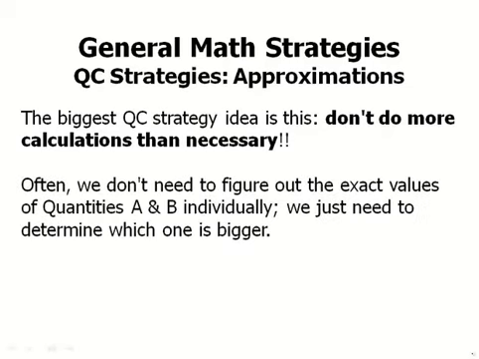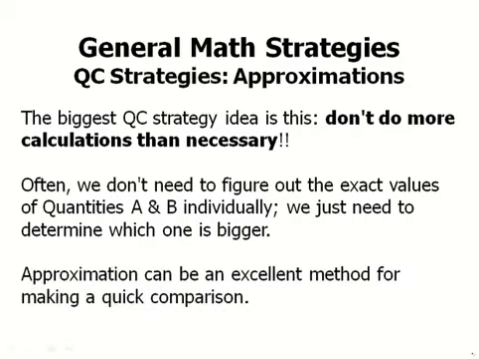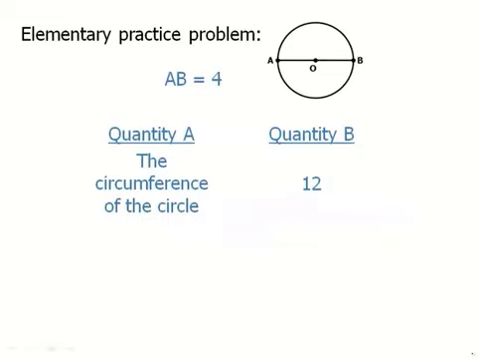Often, we don't need to figure out exact values of the quantities in A and B individually. We just need to determine which one is bigger. Approximation can be an excellent method for making a quick comparison. So, here's an elementary math problem. This is actually a little bit easier than what you'd actually see on the GRE. But pause the video and then we'll talk about this.